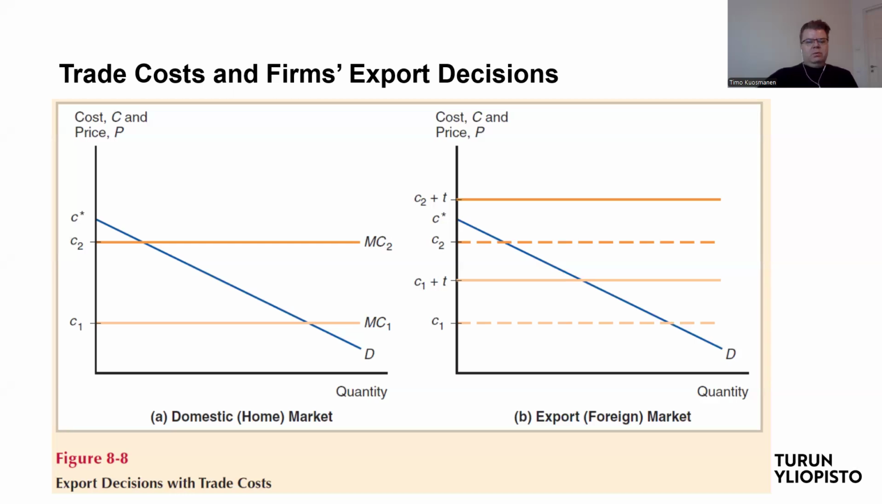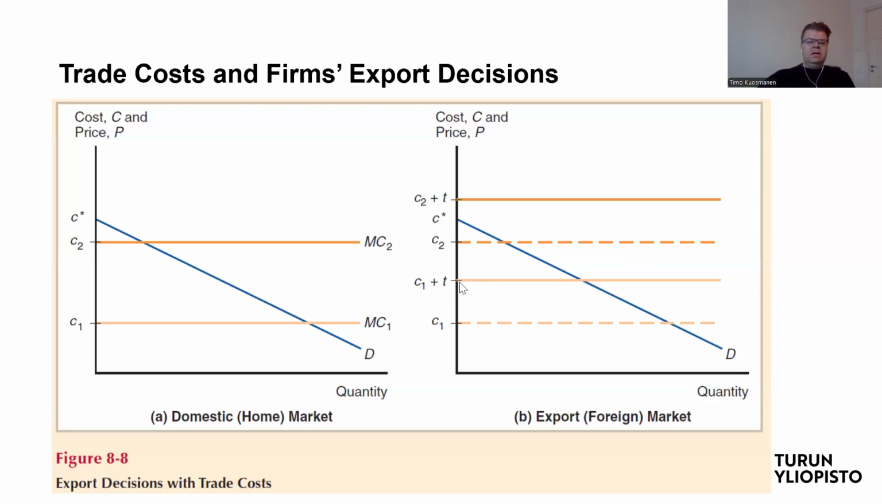So then let's move to the right panel B in this figure, which is describing the export market or the foreign market. Suppose that these two domestic firms, one and two, are considering exporting to this foreign market. But then we need to take into account that for the exports there are some trade costs, which are indicated by lowercase t here. And suppose that the trade costs are also constant per unit of export.